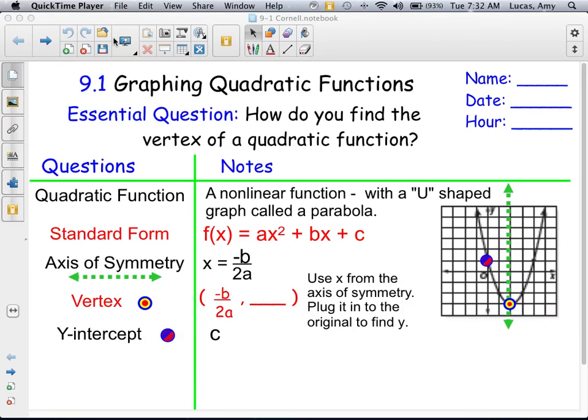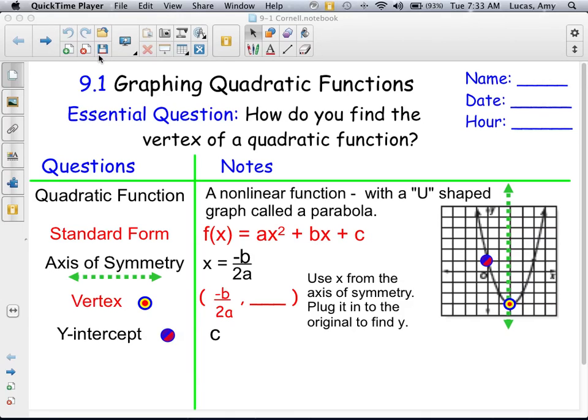Standard form for a quadratic, which we worked with in chapter 8, is f of x or y equals ax squared plus bx plus c. What's important with standard form is that you have all of those terms on one side of your equation, and the other side is usually filled with f of x, y, or the number 0. The axis of symmetry formula is x equals the opposite of b divided by 2a.